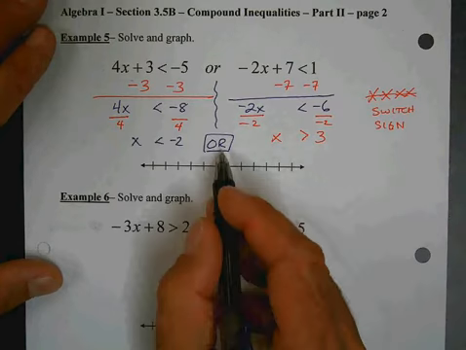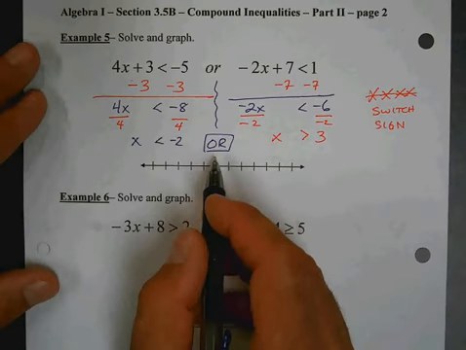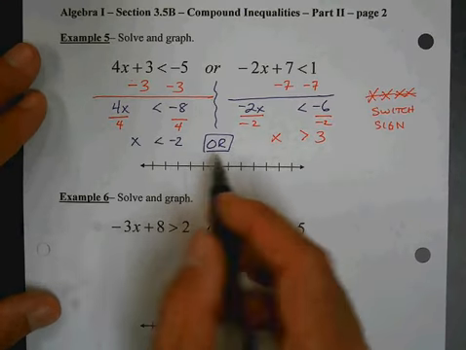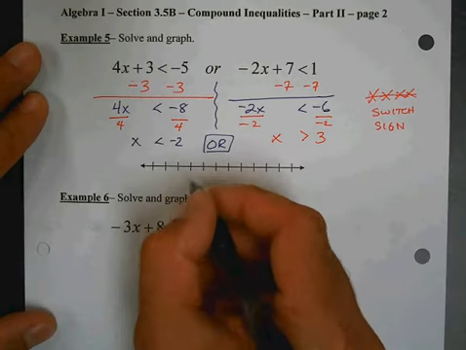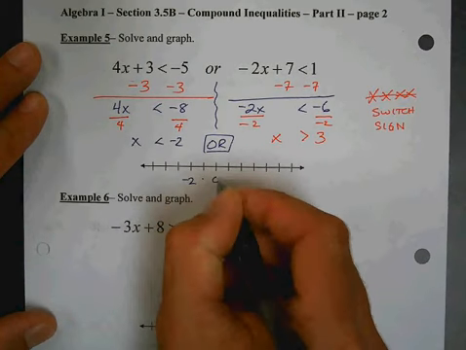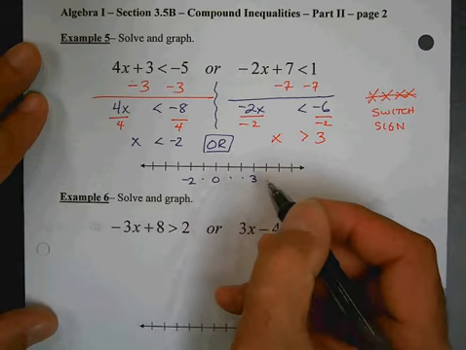This is an or statement. Do they have to cross? No. So whatever is graphed is our answer. Let's see what's graphed. -2, -1, 0, 1, 2, 3. Who feels they can graph this for me?